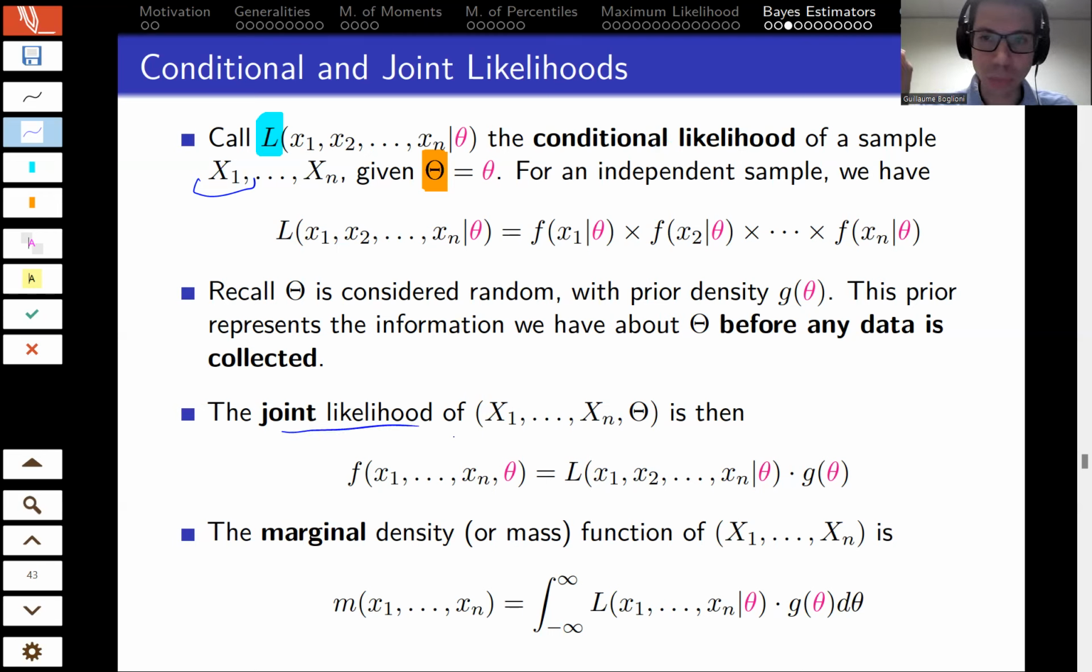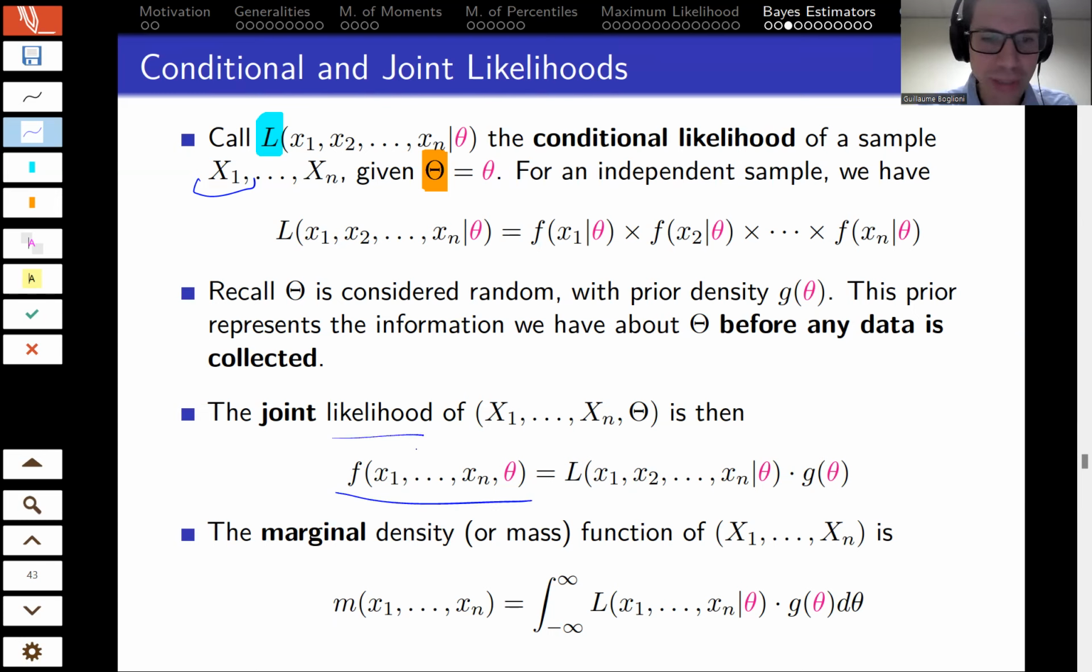So the probability or density of x1, x2, and so on up to xn, and then theta, the random variable theta: what's the joint density or mass of all those variables taken together? Obviously, from our knowledge of probability, we know the joint likelihood, and here maybe the notation is slightly inconsistent. Maybe I call this little f. Maybe it would have been better to call this big L. But let's just stick to the notation here.